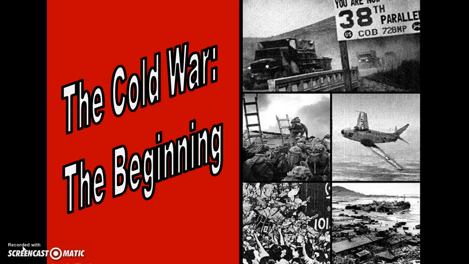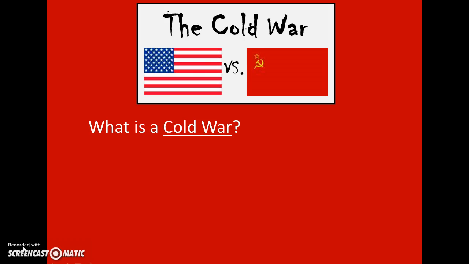The Cold War started immediately after the end of World War II and continued well through the 1980s. This Cold War lasted for nearly 4.5 decades. The Cold War was fought between the United States and the USSR. But what makes it a Cold War?